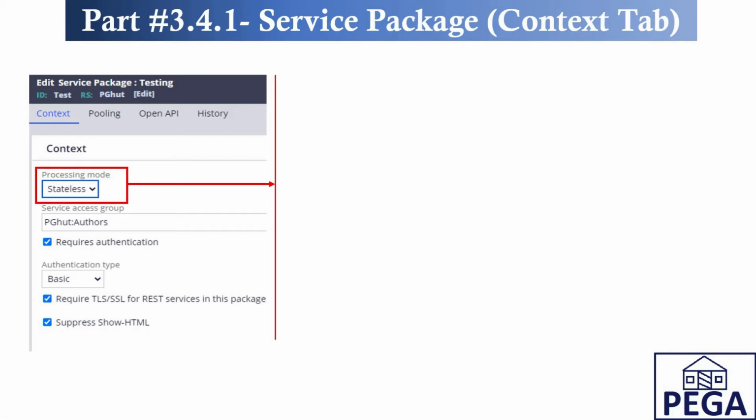Now we are going to learn all about the context tab, what options I have in the context tab, and how we're going to use it in real time. To start with, the first thing is processing mode, which is very crucial. Processing mode has two types: one is stateless, another one is stateful.